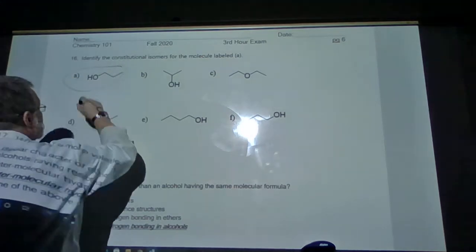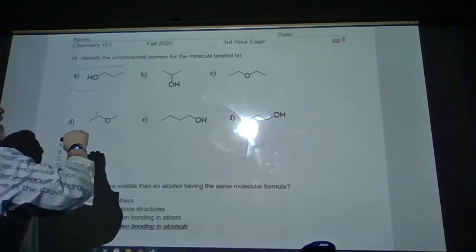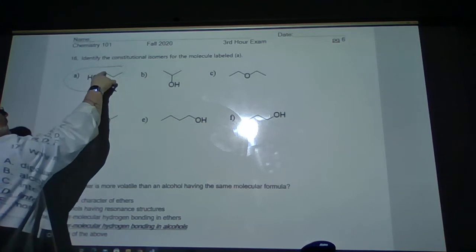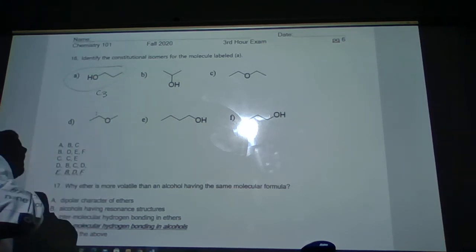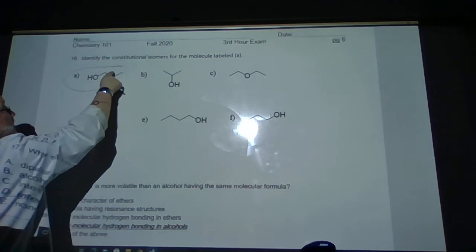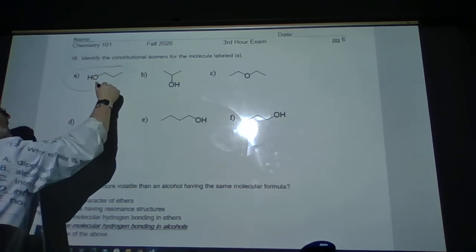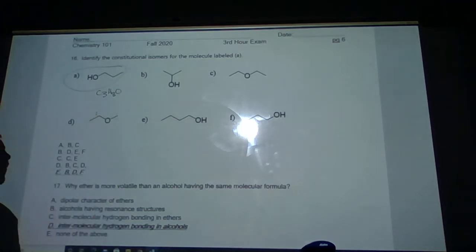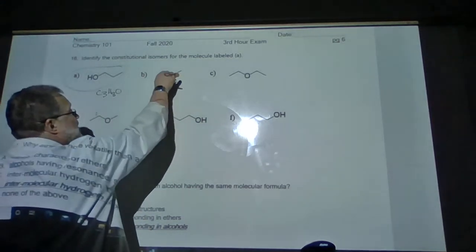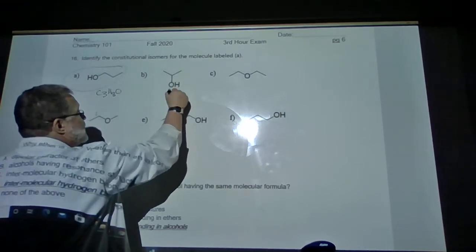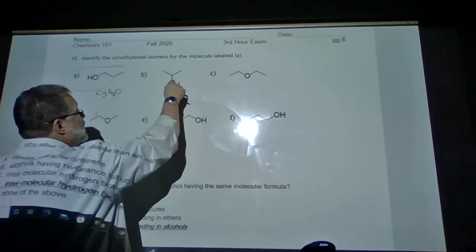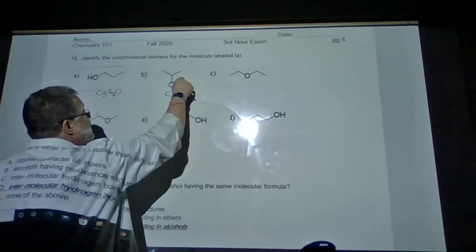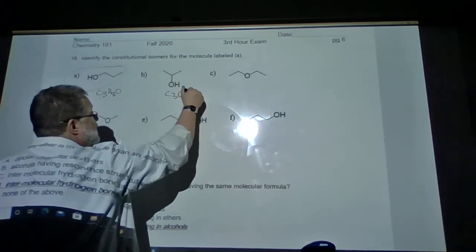So this is our comparison point. Well, let's look at this. How many carbons are present here? 1, 2, 3. C3. How many hydrogens? 1, 2, 3, 4, 5, 6, 7, 8. So C3H8O. Well, if they're going to be constitutional isomers, they have to have the same molecular formula. What about this guy? 1, 2, 3. 3 carbons. How many oxygens? 1. 1, 2, 3, 4, 5, 6, 7, 8.